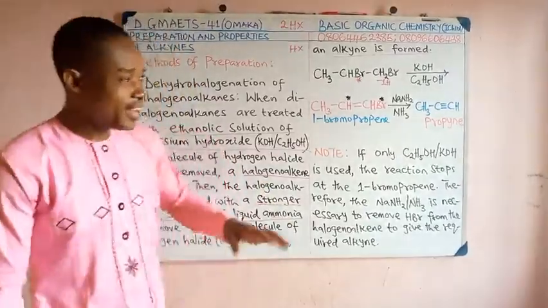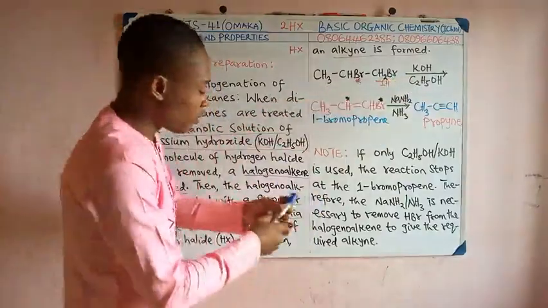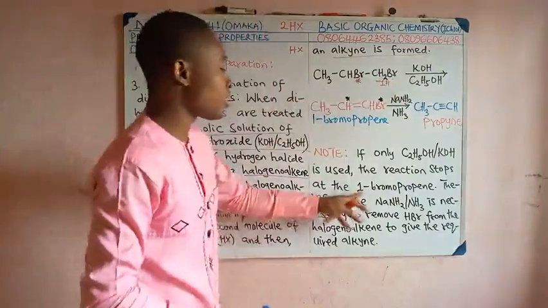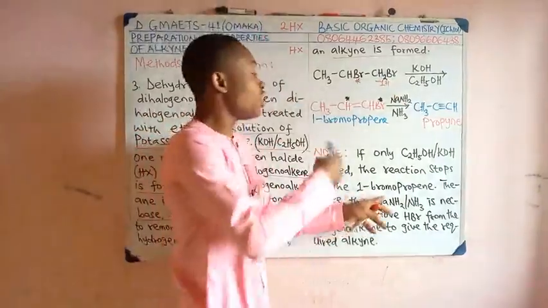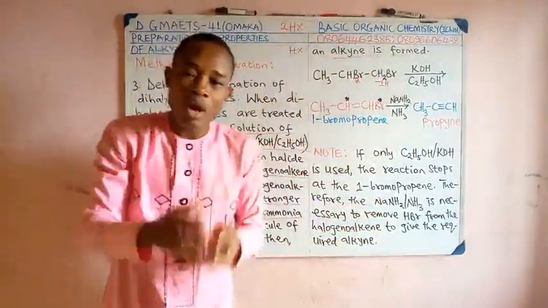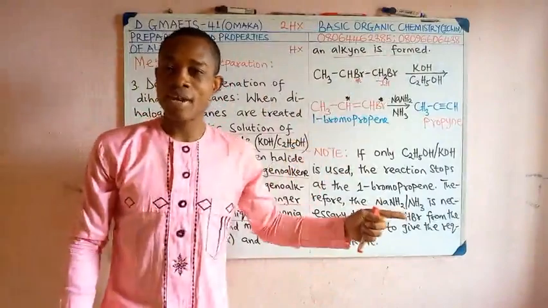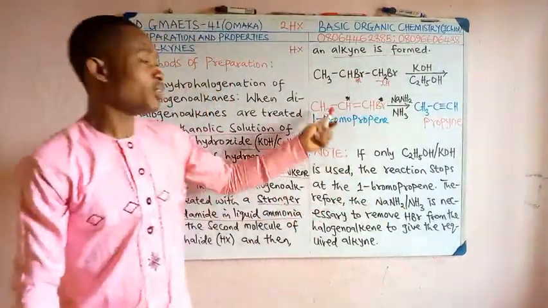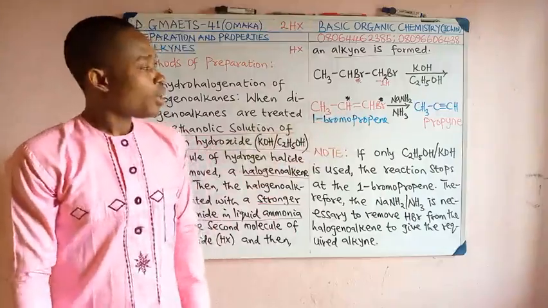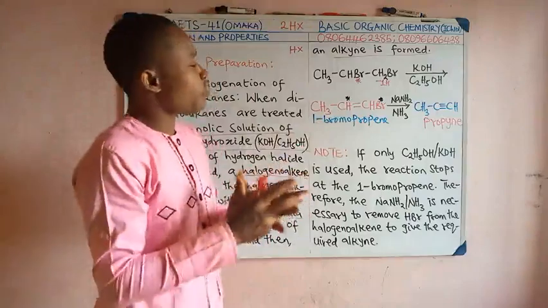Please take note that if we use only ethanolic solution of potassium hydroxide, the reaction will stop once we get the halogenal alkane, which is the 1-bromopropane in the case of our reaction here. Is that okay? So we always require sodamide in liquid ammonia to remove the second hydrogen halide. Does that make sense? Alright, so it's important for us to know.